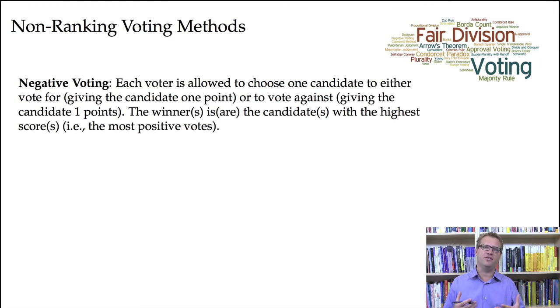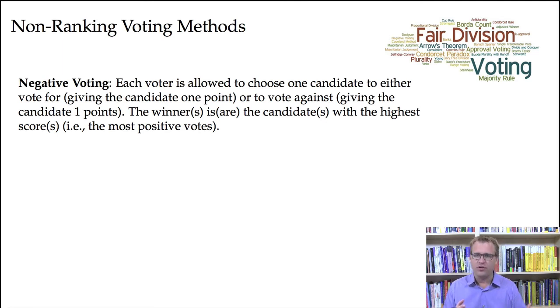And the reason I classify these as non-ranking is because the voting system asks for information that is qualitatively different than ranking the candidates. So negative voting, this allows the voters to decide if they want to vote for a particular candidate or if they want to vote against a particular candidate. So you take points away from a candidate. In some sense, this is similar to a scoring rule where you allow negative scores rather than only positive scores.